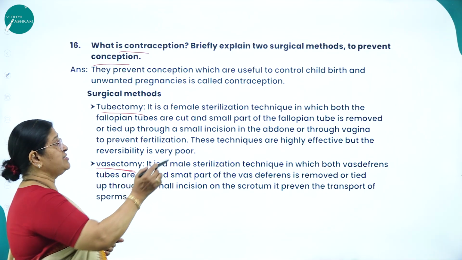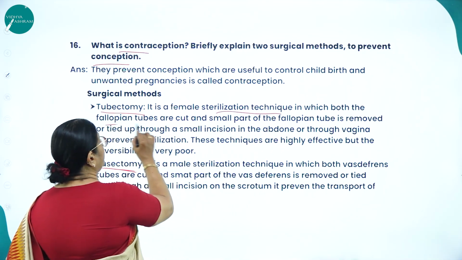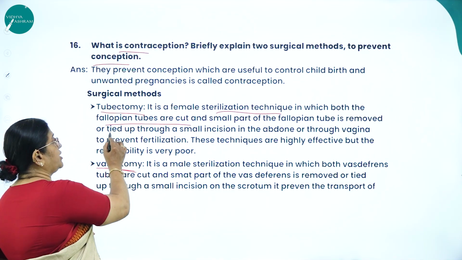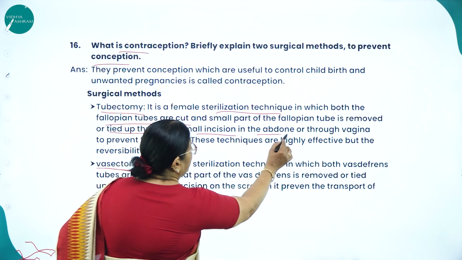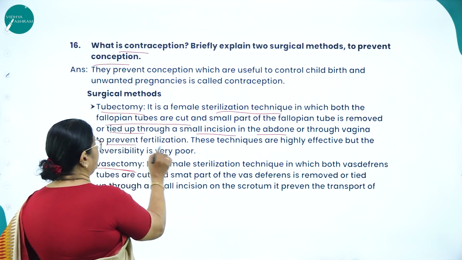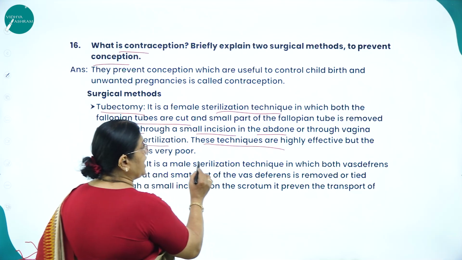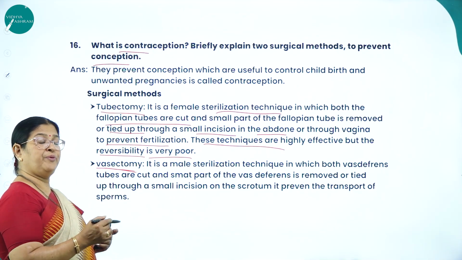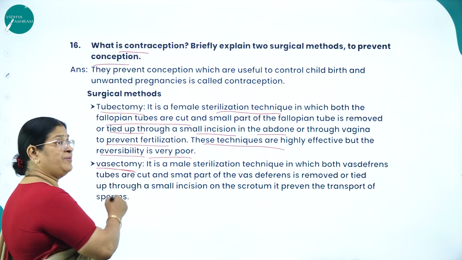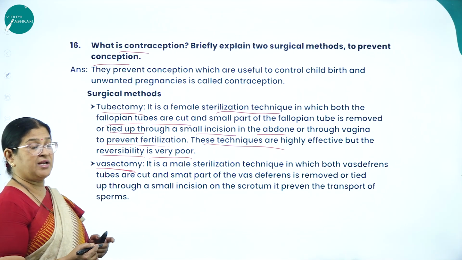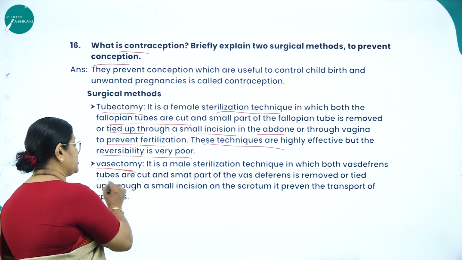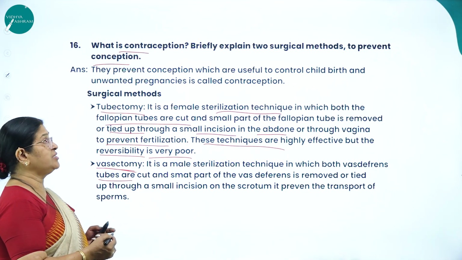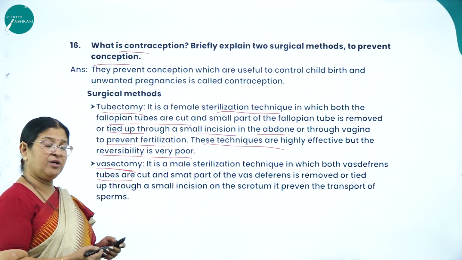It is a female sterilization technique in which both the fallopian tubes are cut and tied, and a small part of the fallopian tube is removed or tied up through a small incision in the abdomen or through the vagina to prevent fertilization. So these techniques are highly effective, but reversibility is very poor. So here the fallopian tube is cut and tied. Vasectomy in case of male is also called male sterilization technique in which both the vas deferens are cut and tied. So these are the very important surgical methods to prevent conception.